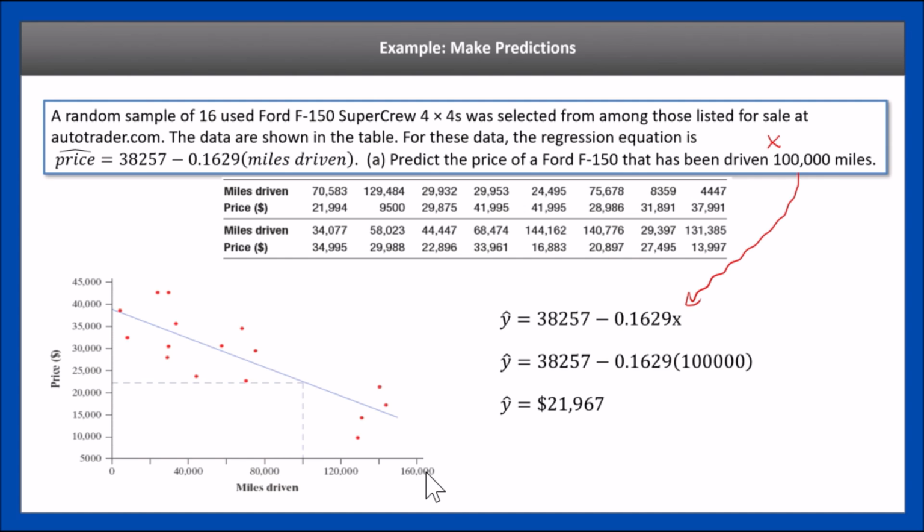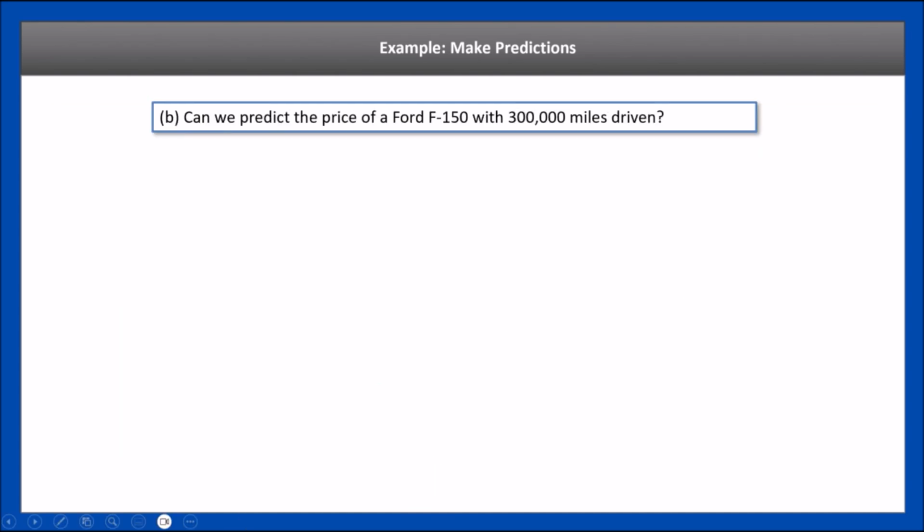But we want to see what happens if we take it to 300,000. And that's what we're going to try to do. Can we predict that price? So we take the regression equation and we're going to plug in 300,000 into it.